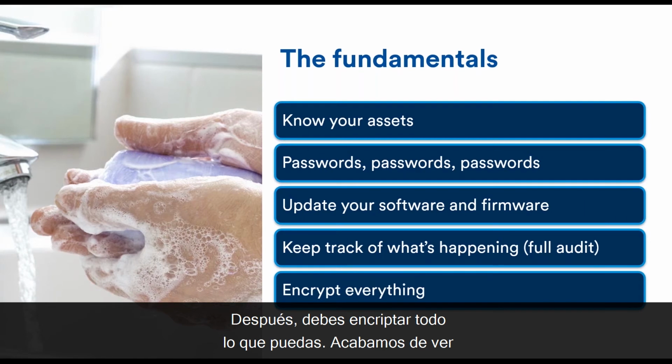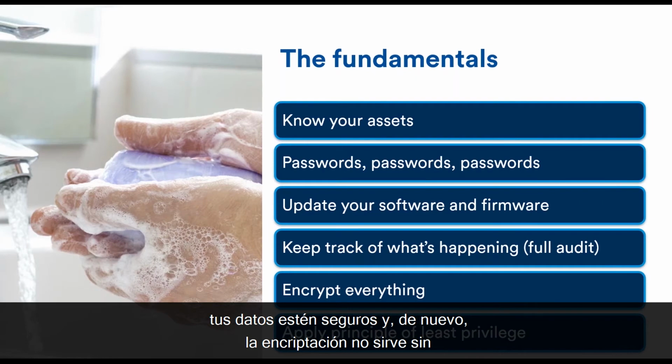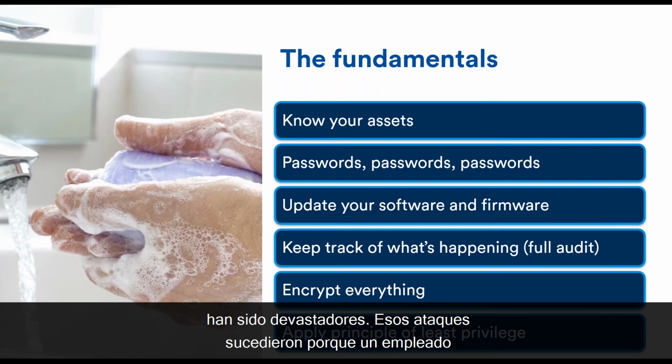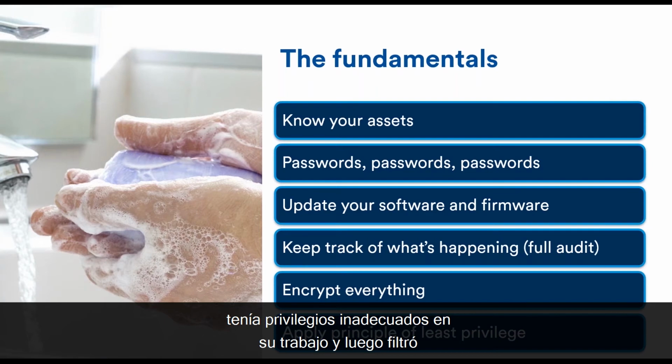And then encrypt everything you possibly can. We just saw video, metadata, communications. This is going to ensure that your data stays secure. And again, encryption is nothing without the other layers of making sure that the right people have access to the right things. So this is granting minimal access and privileges and keeping track and updating those privileges over time, because so many recent attacks, and we've seen many in the financial sectors that have been devastating, have been because an employee had inadequate privileges for their work, and then they leaked data or got their credentials stolen.